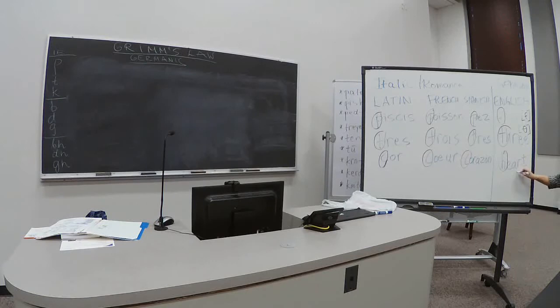So here we have Italic and Germanic, both are Indo-European languages. Here is an example from a Germanic language. Both groups are Indo-European, obviously. But something happened when Germanic split from Indo-European: sound changes happened.